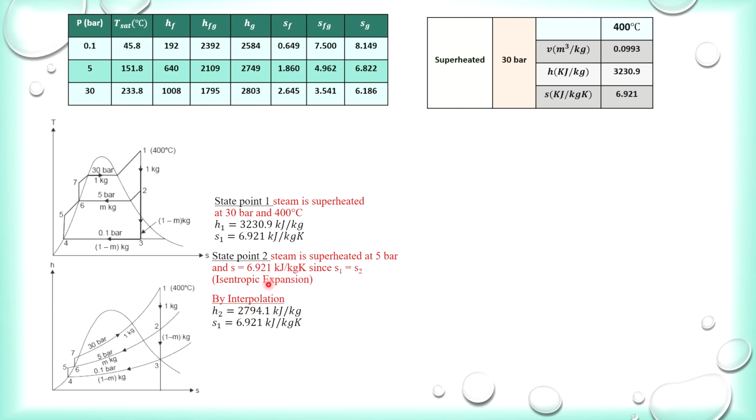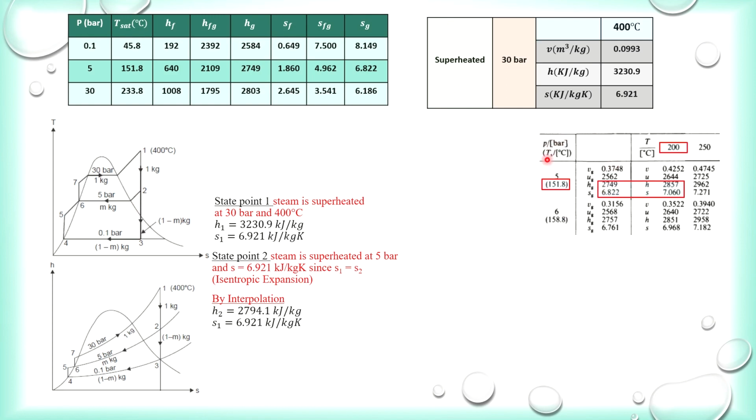So from the table that I have given you here, for the superheated section, there is no entropy of 6.921 as shown in the table. So what we can do is take a clearer look at the table. What is given is only 6.822 and 7.060, so 6.921 lies in between these two entropies. So if, for example, we want to find the enthalpy at 6.921 kilojoules per kg of entropy, what we have to do is interpolation.